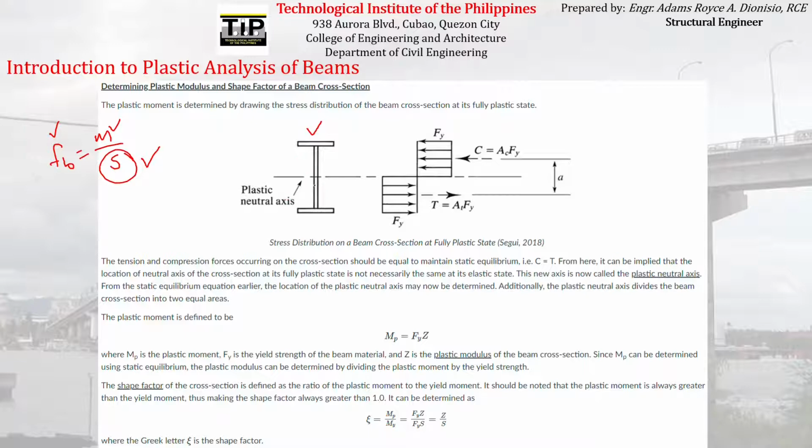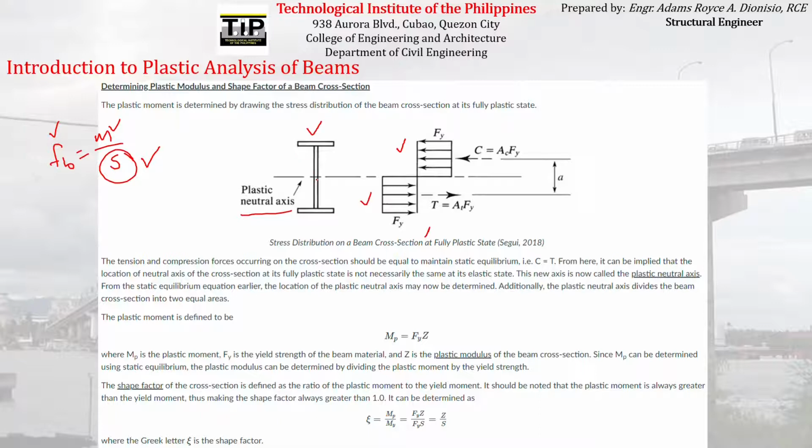While yung plastic neutral axis, nandun yan sa point kung saan yung compressive force due to the yield stress dito sa upper portion ng beam tsaka yung tensile force dito sa lower portion niya nag-balance, okay. So, kung saan yung point na 'yan kung saan nagba-balance 'tong upper tsaka lower portion, nandun yung tinatawag natin na plastic neutral axis. Hindi naman lagi yang corresponding sa gitna or sa centroid nung cross section, okay.